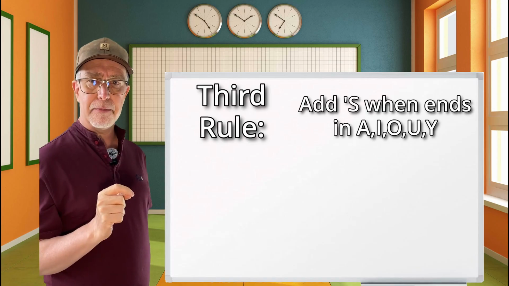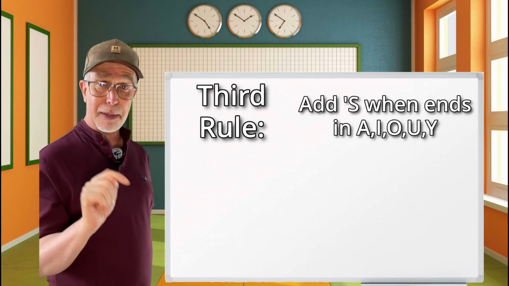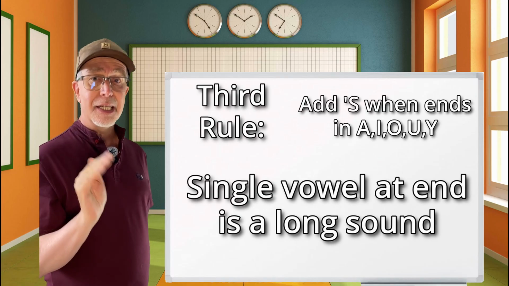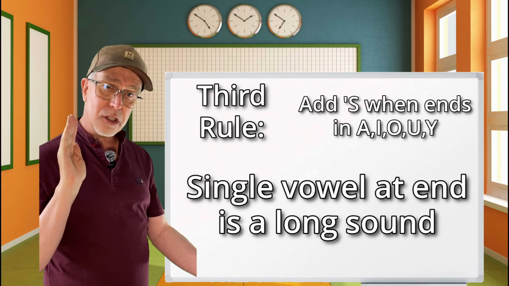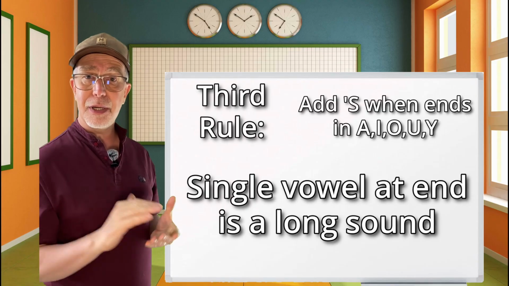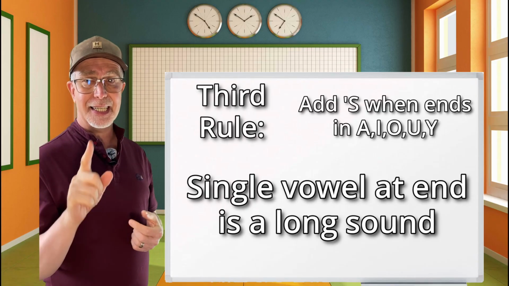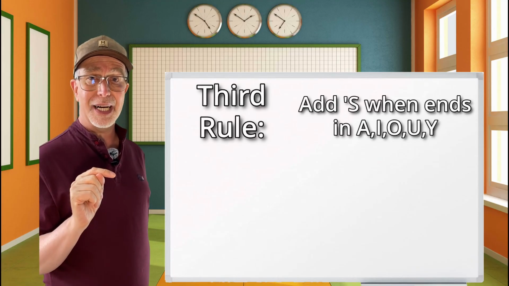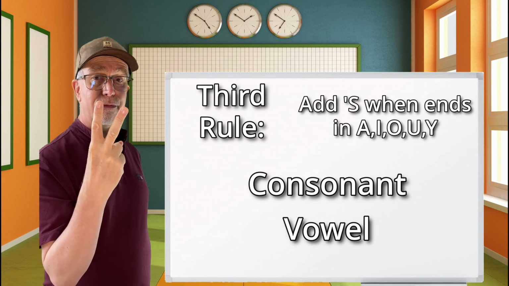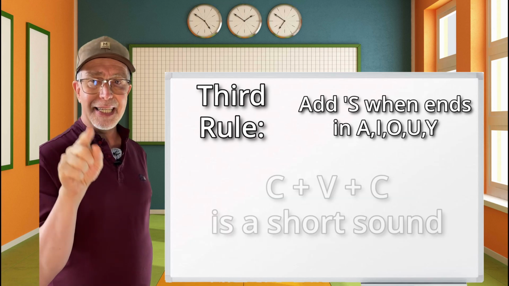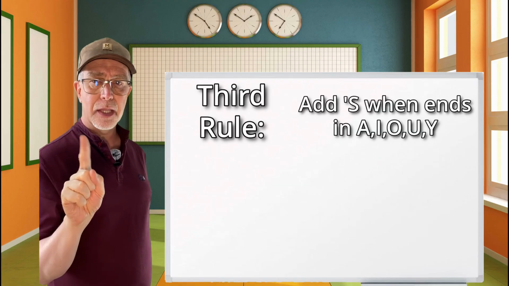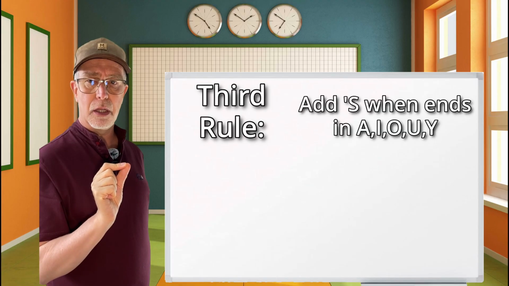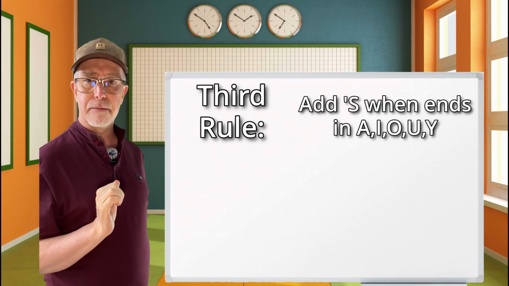Now, why that apostrophe? Well, if you paid attention to the spelling rules, you know that a single vowel at the end of a word is always a long sound. How do we keep a long sound? Exactly. That's where the apostrophe comes in. Because if I just add s, what do I get? C, V, C. And yes, that is a short sound. I don't want that. So the apostrophe is to avoid a closed syllable. We keep our syllable open.